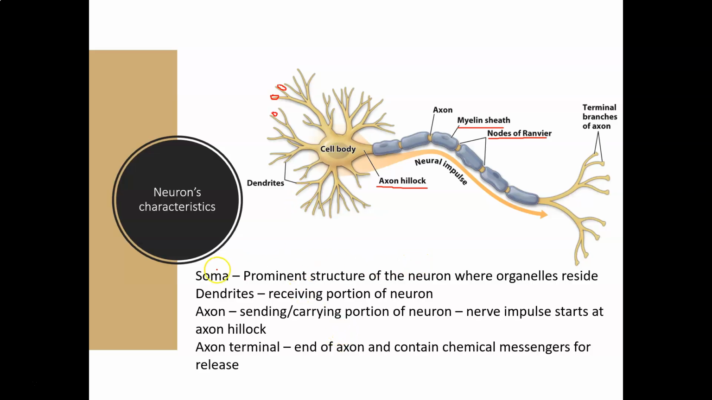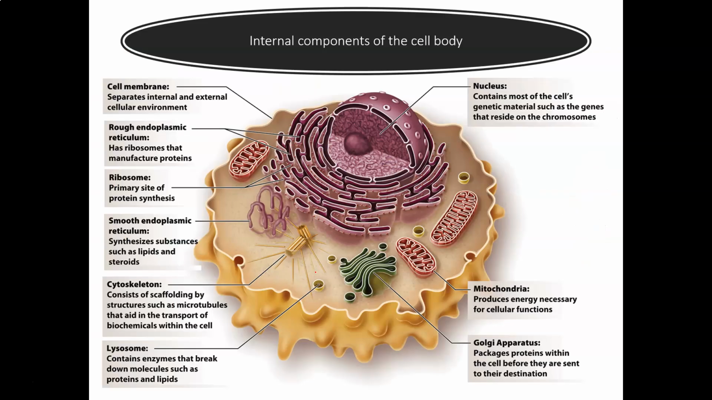So now let's talk about what can be found in the soma, or cell body. I don't want you to be overwhelmed by this because it's a lot of organelles, just like your body contains a lot of organs to keep you alive. The cell body, or soma, of a neuron, of any cell actually in your body, contains all of these organelles. You're probably familiar with the nucleus. It contains all of your cell's genetic material.